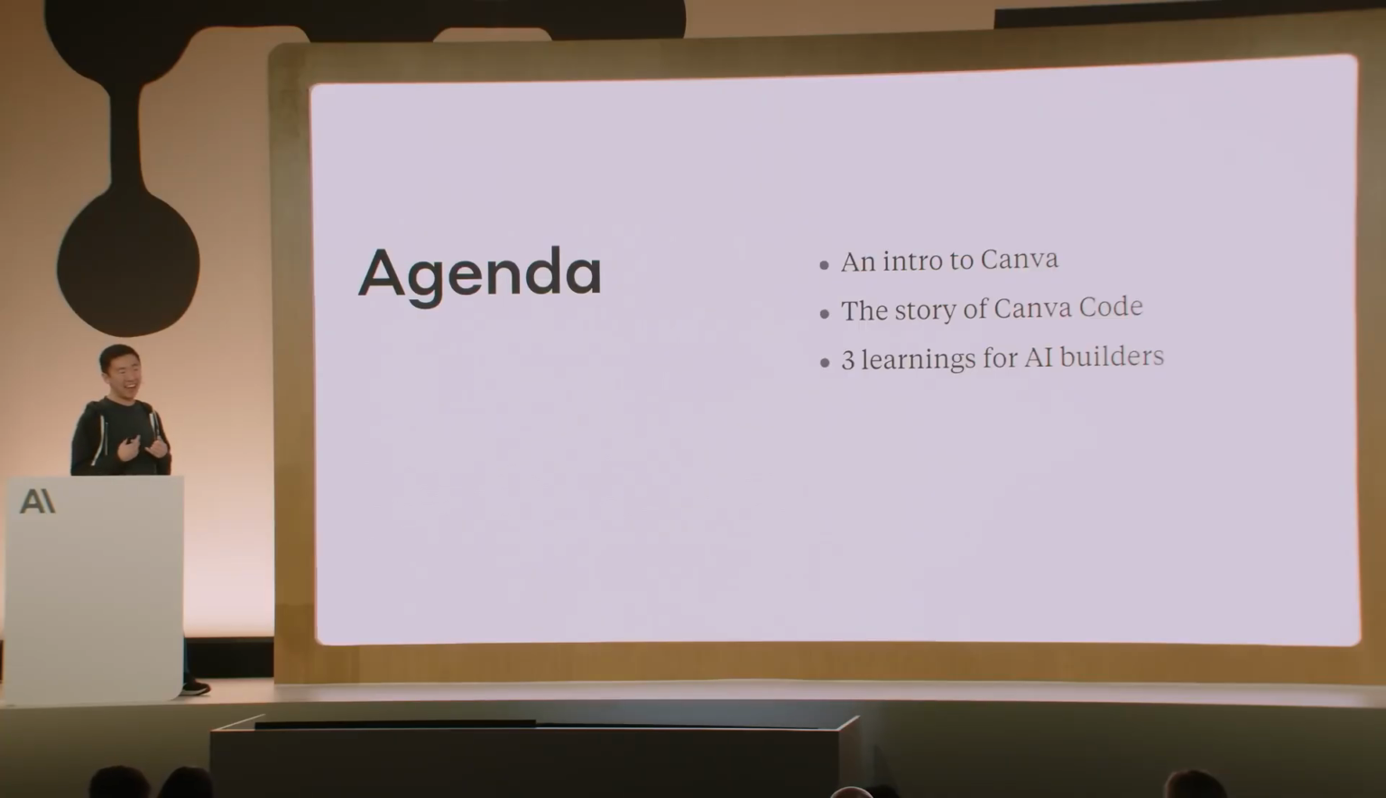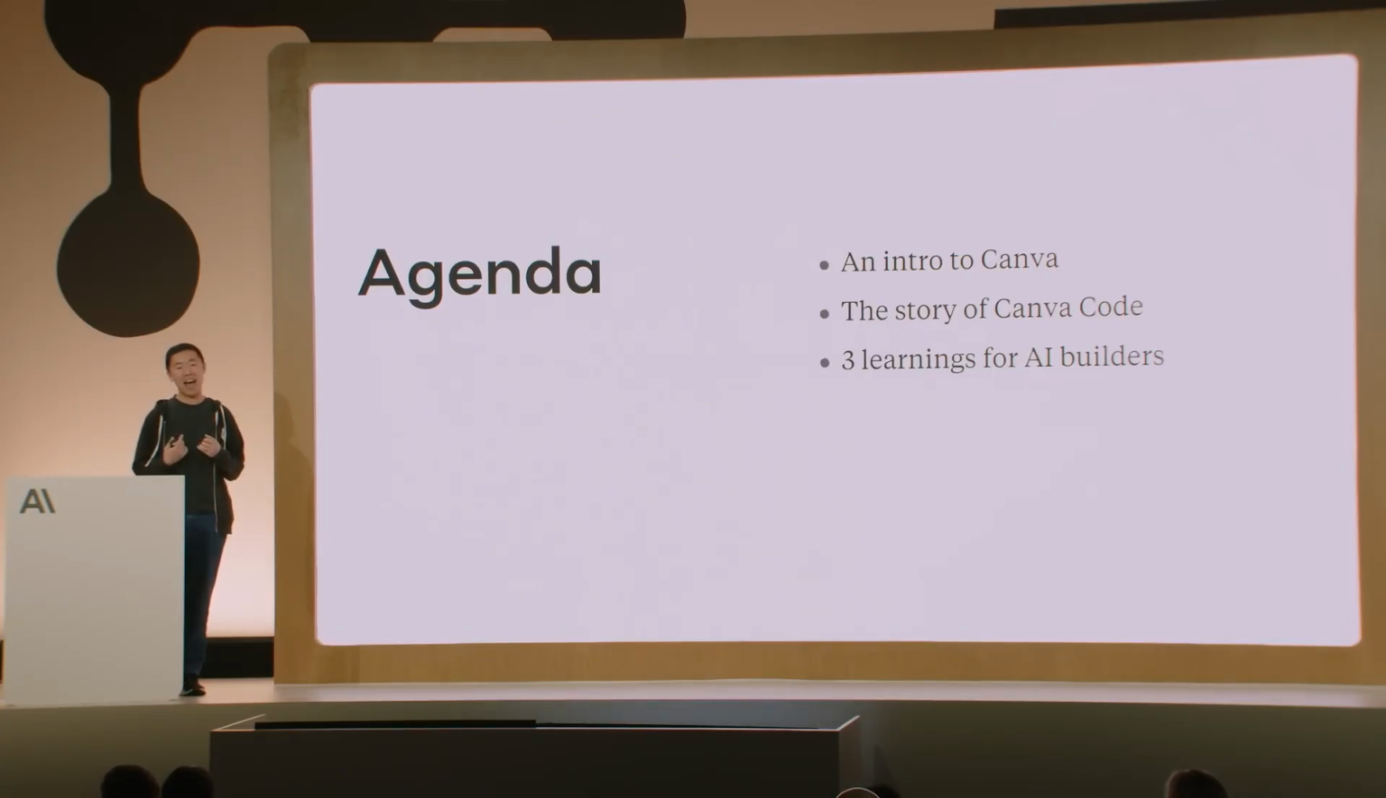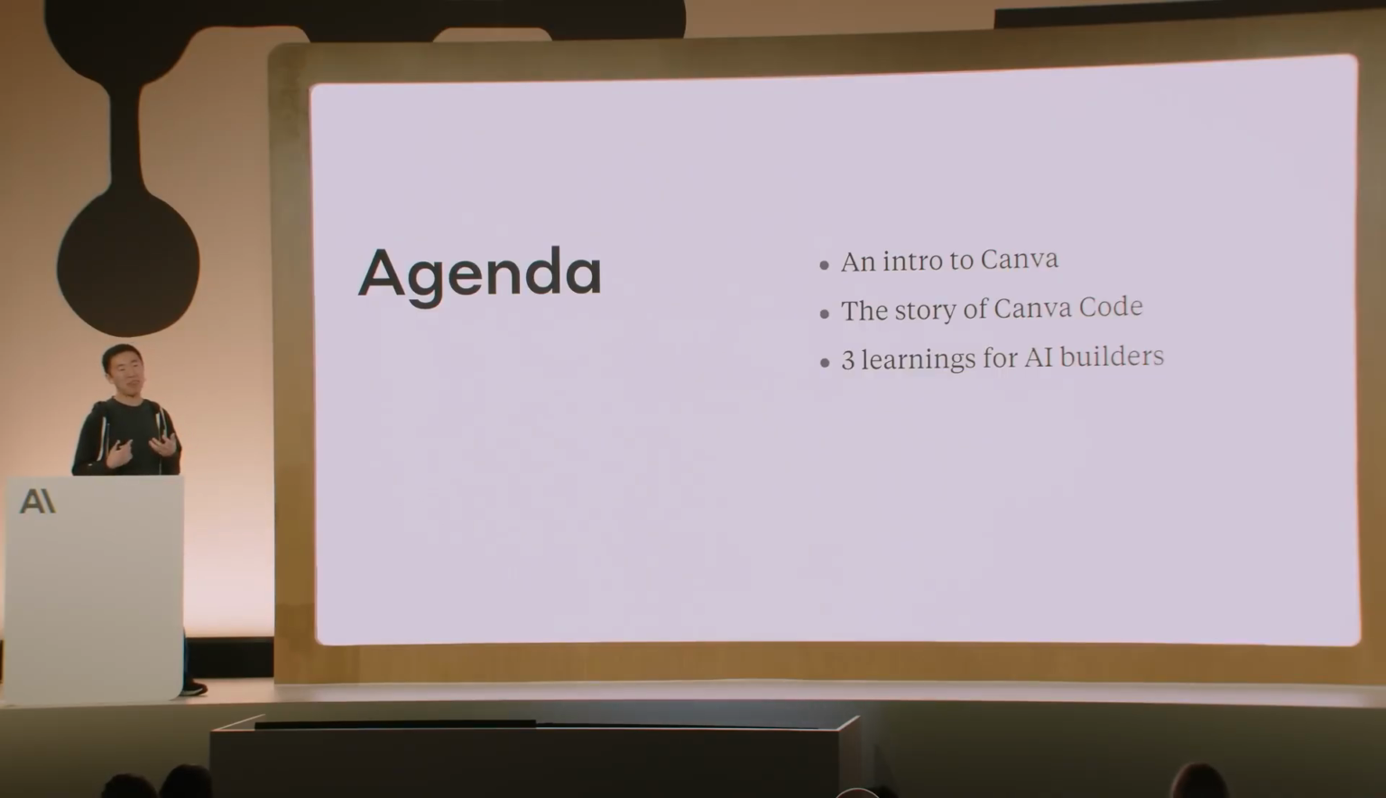My name is Danny Wu. I'm head of AI products at Canva, and we're a visual communications platform. Today, I'm really excited to share a bit about how we have built Canva Code and how we've been working with Anthropic and using the amazing Claude models.